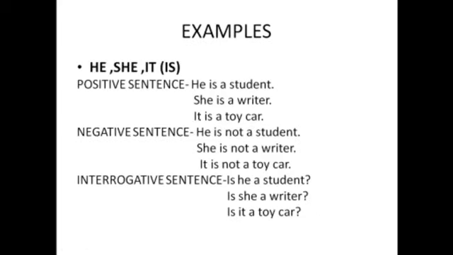Now let's look at some examples for he, she, and it as a subject. As mentioned in the table, along with he, she, or it, is should be used. So for positive sentences, some examples are, he is a student, she is a writer, it is a toy car. For negative sentences, the examples are, he is not a student, she is not a writer, it is not a toy car.